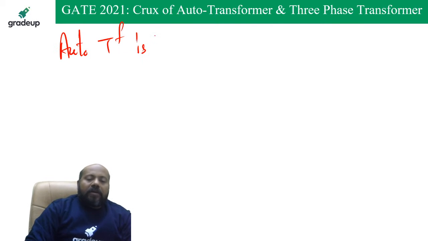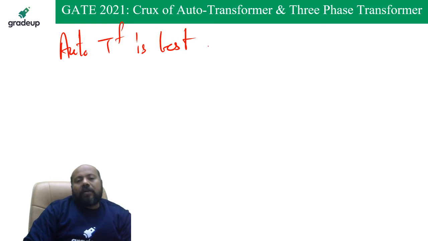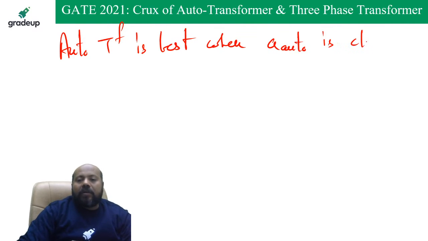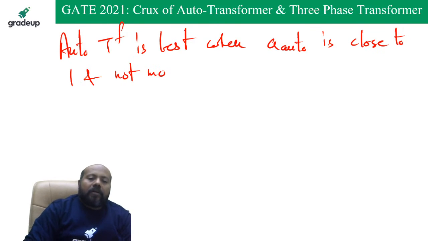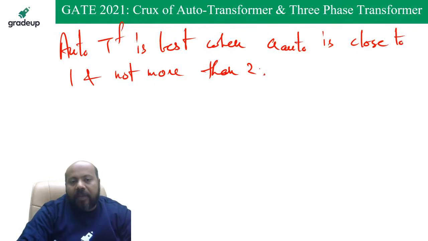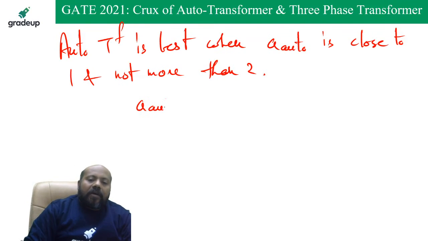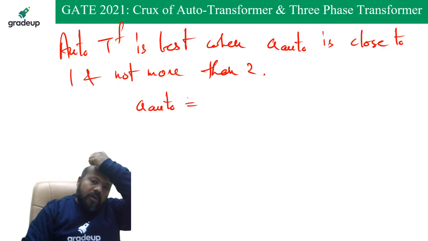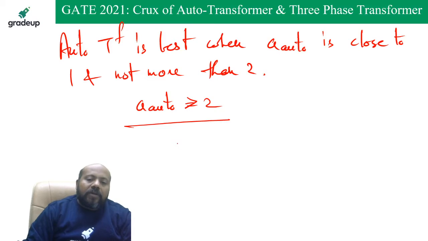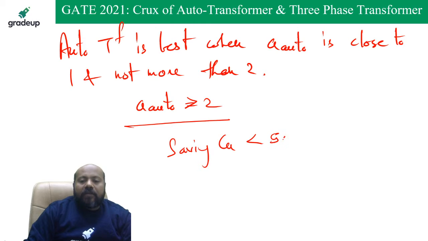Auto transformer is best when the auto transformer turns ratio is close to 1 and not more than 2. Now you will ask me, sir, why? Let us take A auto transformer equal to or more than 2. What is going to happen? The saving in the copper material is going to be less than 50%.